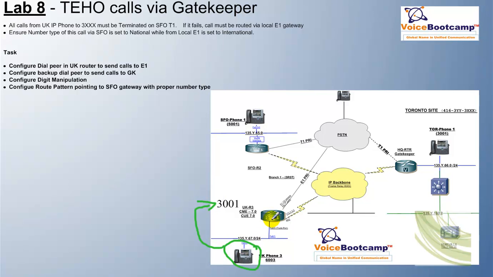This call from the UK gateway will use the gatekeeper as a first choice. Now when the call comes to the gatekeeper to call manager, it is supposed to ring this particular phone right here, because it's 3001, one of the phones registered to call manager. But instead of ringing that phone, we're going to reroute this call via the gatekeeper, via the internet into the San Francisco T1, and then route this call via this T1 into PSTN. When the call goes to PSTN, the call will ultimately come into the T1 in Toronto.